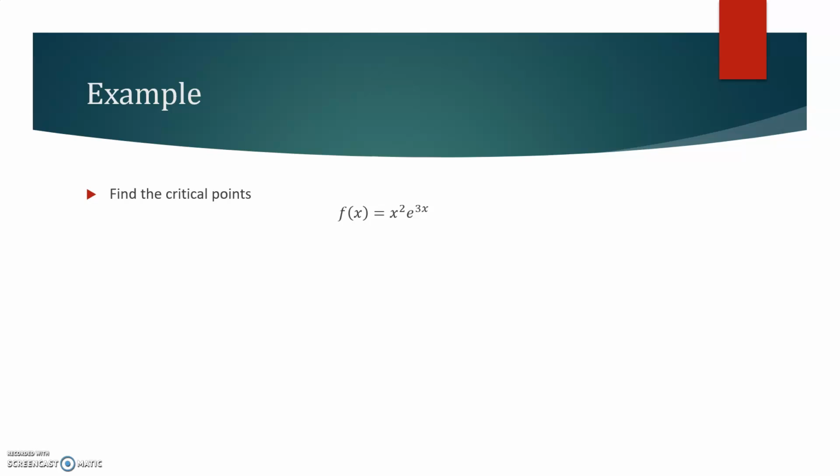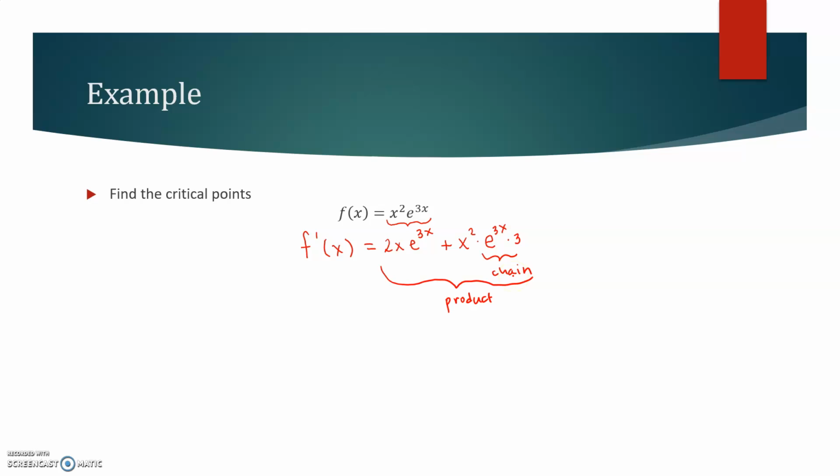Here's another function. We want to find the critical points. So we're going to take the derivative, remembering as we do so that we have to apply the chain rule and the product rule. Overall, though, this is a product, so I'm going to start with the product rule. So I'm going to take the derivative of x squared times e to the 3x left alone, plus x squared left alone times the derivative of e to the 3x times 3 because of the chain rule. So this part is chain, but overall, I have a product.